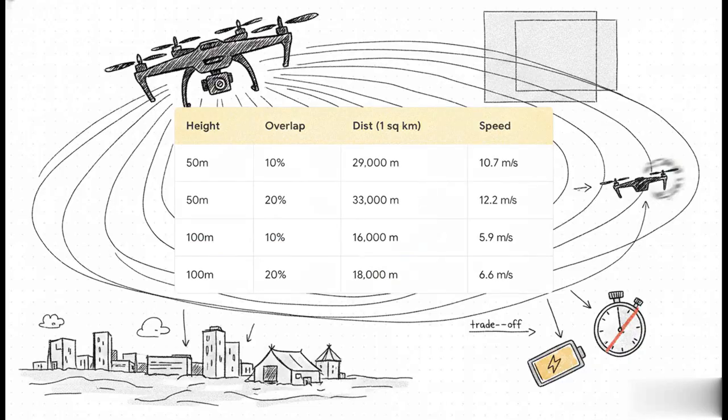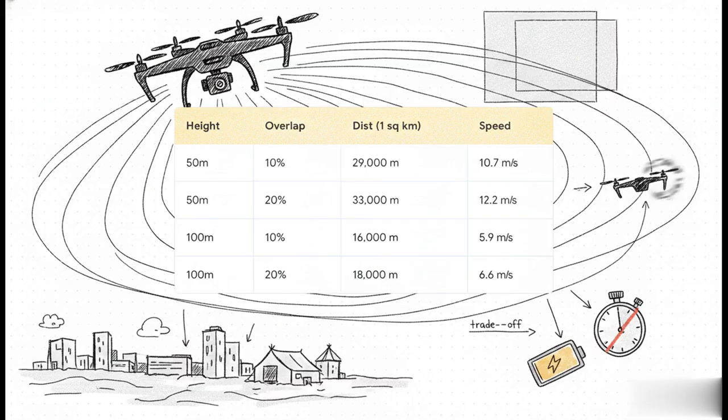Let's look at how this math impacts reality because it is hyper-precise. To scan a 1 kilometer area, you have to fly in a sweeping grid pattern. Let's say you fly at a height of 50 meters with a 10% image overlap. The drone has to travel 29,000 meters. To do that on a 45-minute battery, it needs to fly at 10.7 meters per second.